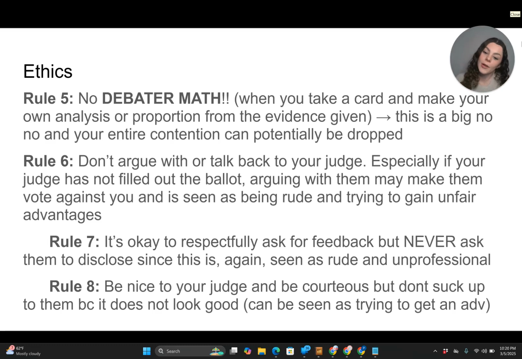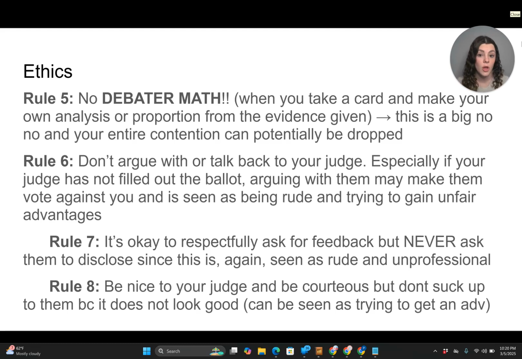Rule number 6, do not argue or talk back to your judge. Sometimes I understand it's frustrating. You feel like you did amazing. You think it's an easy win for you, and your judge doesn't vote for you, and they're giving feedback, and you're thinking, oh my god, what are they saying? That's completely inaccurate. I didn't do that. Or I did do that. They're saying I didn't talk about this point, but I did. What are they doing? Blah, blah, blah.